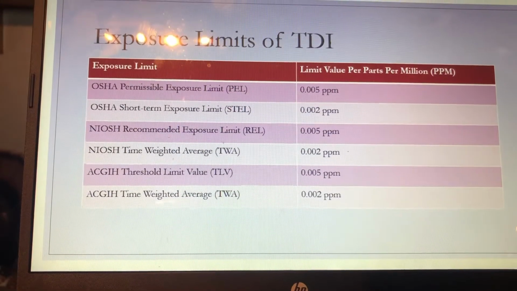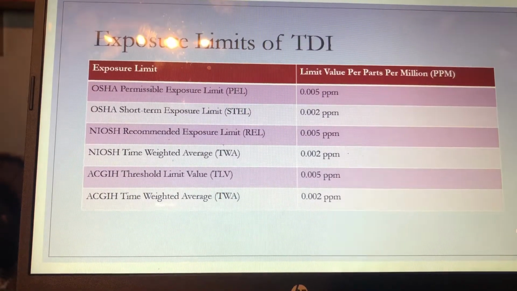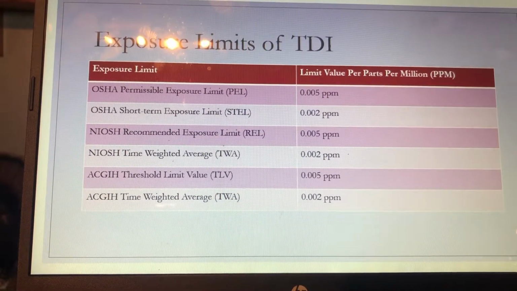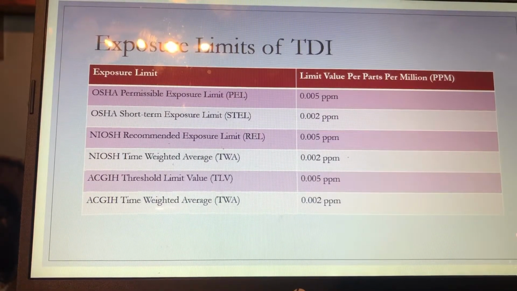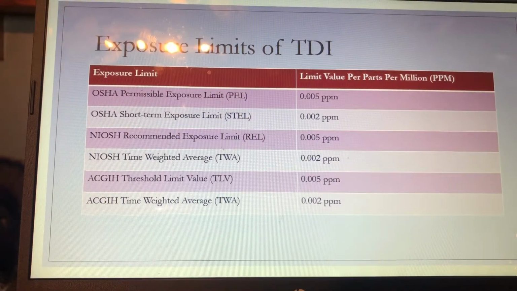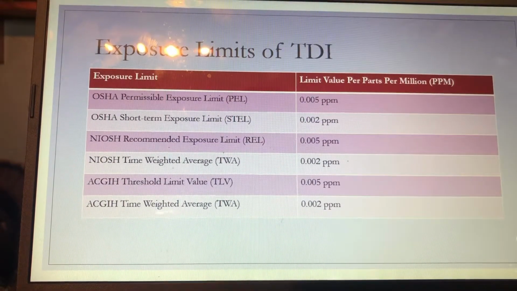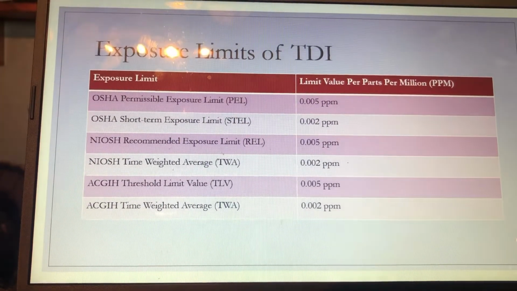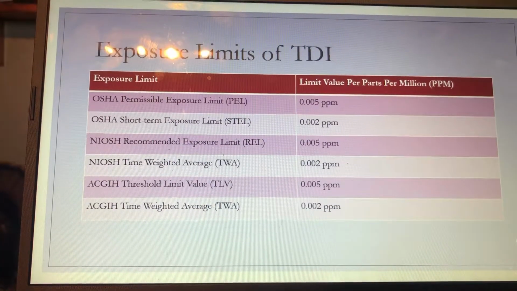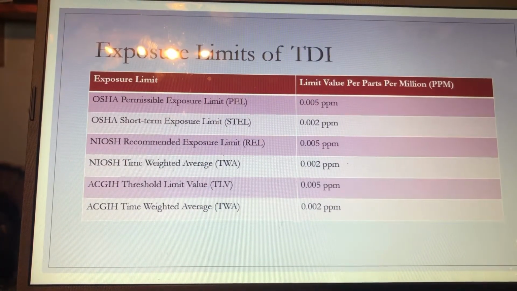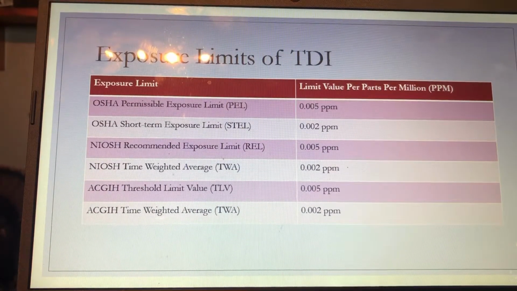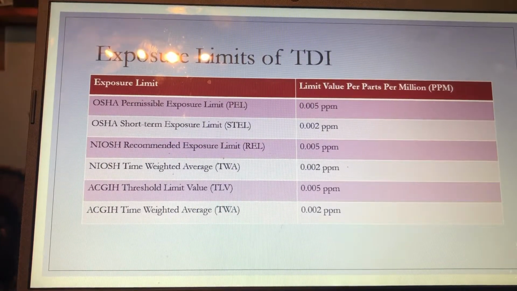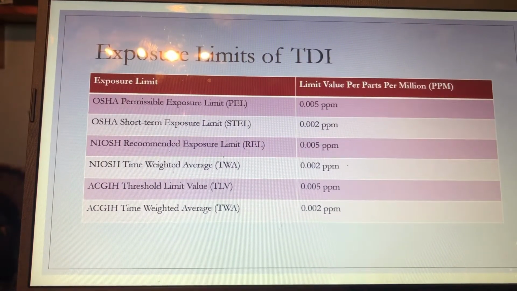Here are the exposure limits of TDI. First, OSHA's permissible exposure limit, or PEL, is 0.005 parts per million. OSHA's short-term exposure limit, or STEL, is 0.002 parts per million. NIOSH's recommended exposure limit, REL, is 0.005 parts per million. NIOSH's time-weighted average, TWA, is 0.002. ACGIH threshold limit value is 0.005 parts per million. ACGIH time-weighted average is 0.002 parts per million.